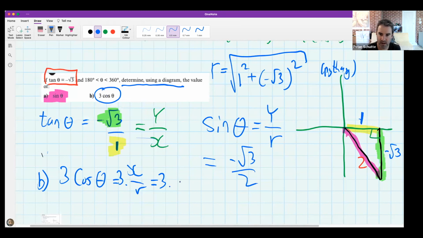So 3 times 1, and then over 2. So we should get 3 over 2. So 3 times the cos of theta is 3 times x over r. The x was 1, the r was 2. And so 3 times a half is 3 over 2, or 1.5. That would be the answer.